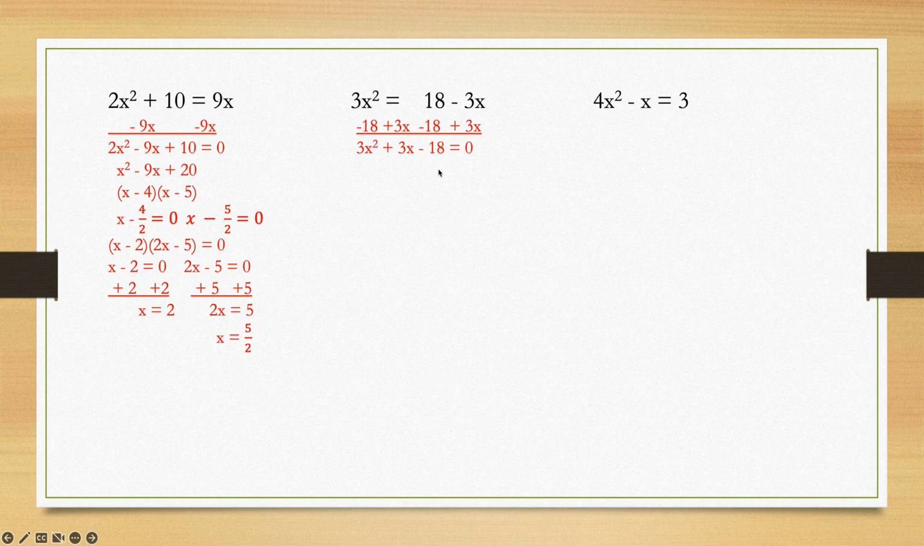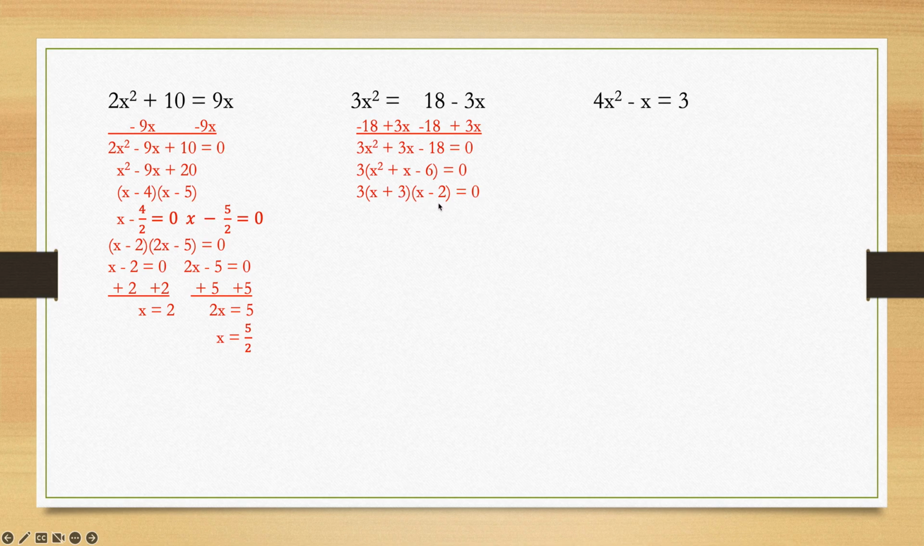And this one, ding, ding, ding, this is a good thing. They all share a 3 in common. So let's factor out that 3. That leaves me with x squared plus x minus 6 equals 0. Don't forget about that 3 now. I factor, and I get 3 times x plus 3 times x minus 2 equals 0.